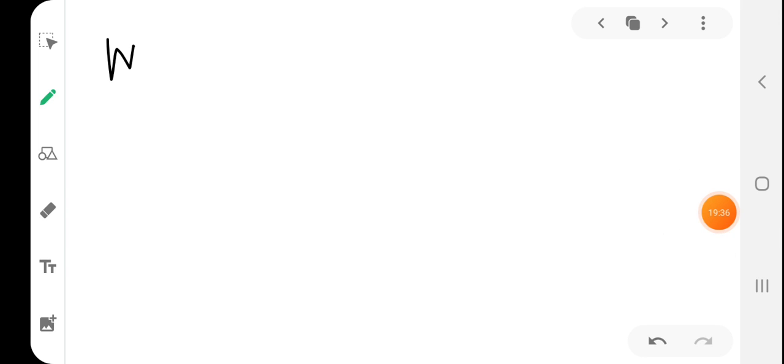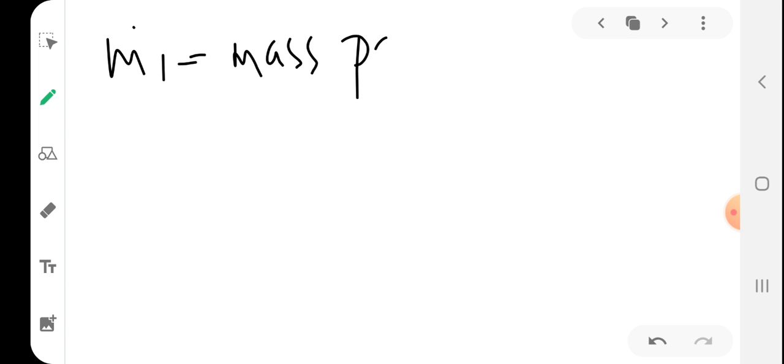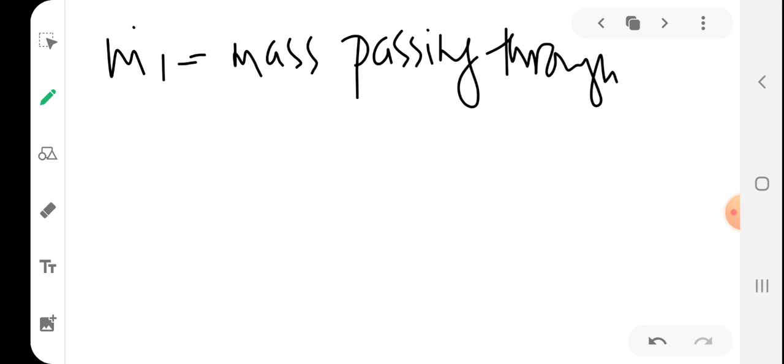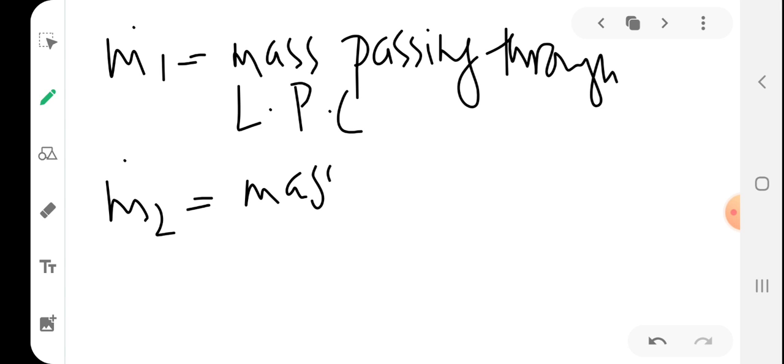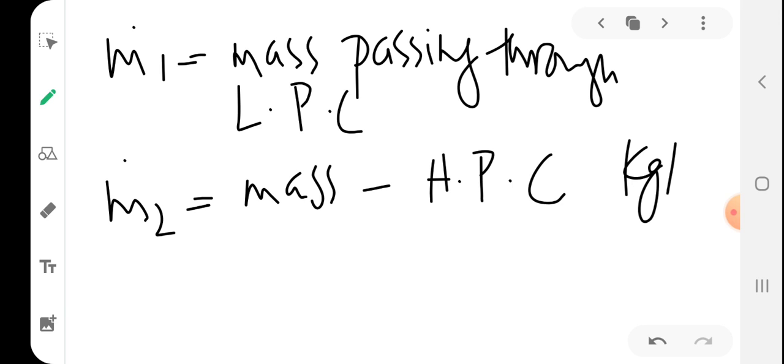So students, if M1 dot is the mass of refrigerant passing through the low pressure compressor, and M2 dot is the mass passing through the high pressure compressor, both are in kilogram per minute.